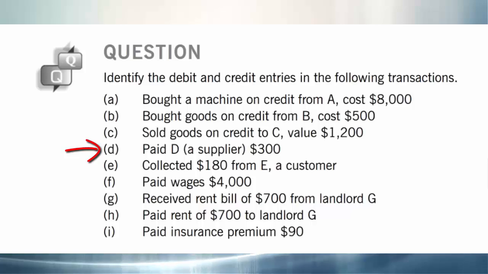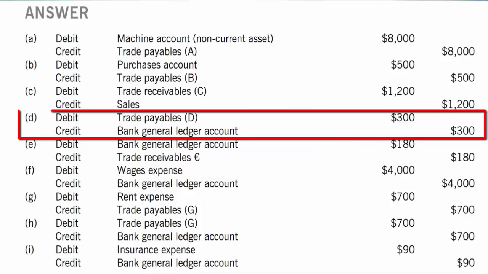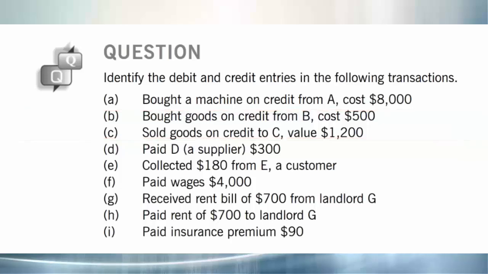Transaction D. Paid D, a supplier, $300. Explanation: the business paid a supplier, reducing the cash balance. A reduction in assets, cash, is recorded with a credit entry in the bank general ledger account. At the same time, the business reduces its liability to the supplier, D. A decrease in liabilities is recorded with a debit entry in the trade payables account, D. Entry: debit trade payables account D for $300. Credit bank general ledger account for $300.